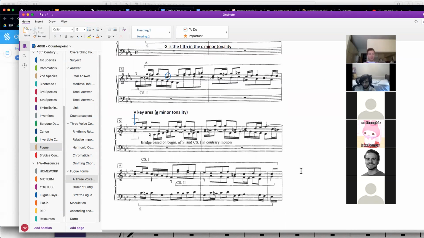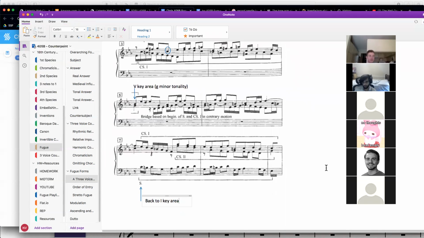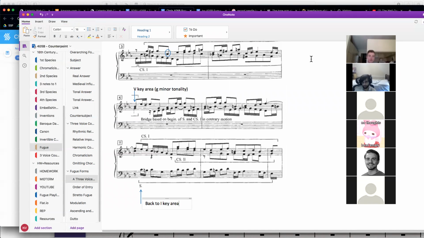But ultimately, when you get back to the first statement of the subject, sorry, I'm not speaking very clearly right now. Once you get to the third statement of the subject, you're back in the 1 key area. Right? So how do you do that? How do you get from the 5 key area back to the 1 key area? Let's backtrack. Let's analyze this, because the answer is there's really no hard and fast rule.